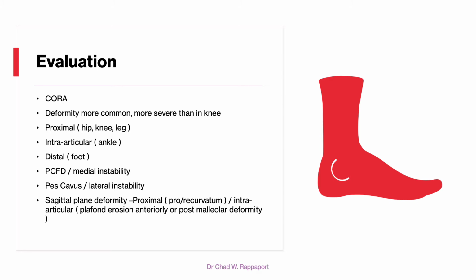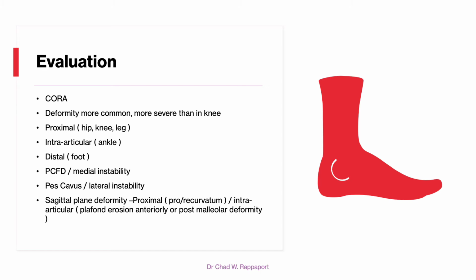The deformity can be intra-articular or it can be distal within the foot. And prototypically, when we're looking at the foot, you're dealing with deformities that create a valgus or a varus foot. Either patients that have progressive collapsing foot deformity with resultant medial instability, or pes cavus feet, wherein there's more prototypical lateral instability.